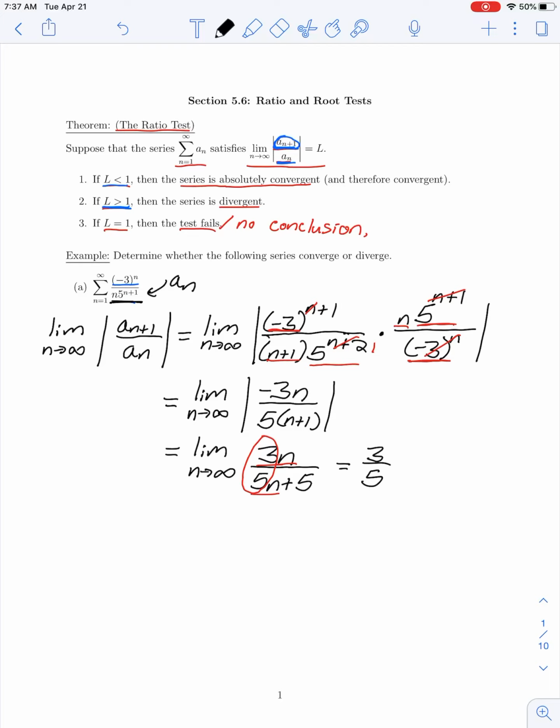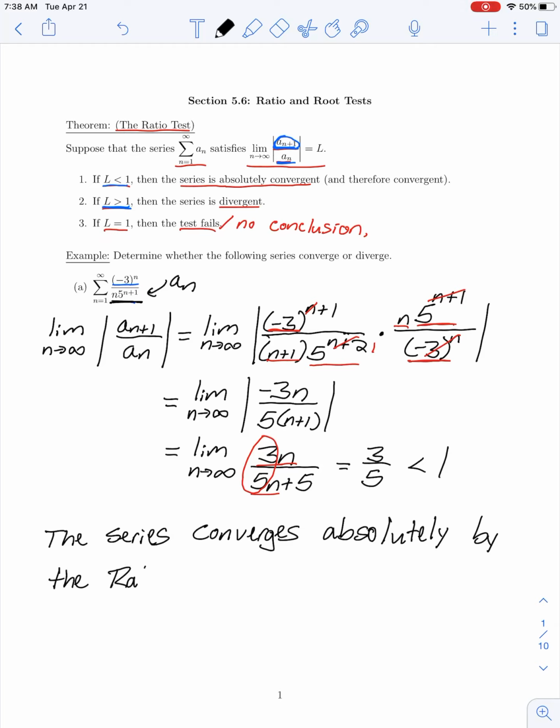Now, this limiting value that we find for the ratio is less than 1. Therefore, the ratio test says that our series is absolutely convergent. So here we could say the series converges absolutely by the ratio test. So here our conclusion was that the series converges. Moreover, it converges absolutely, we know, by this ratio test.